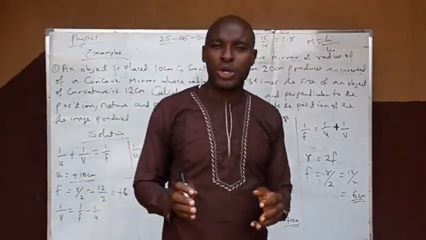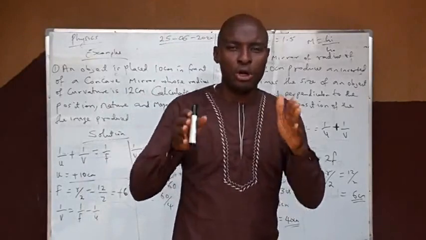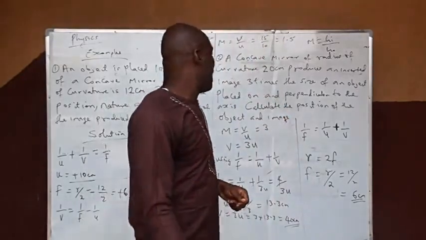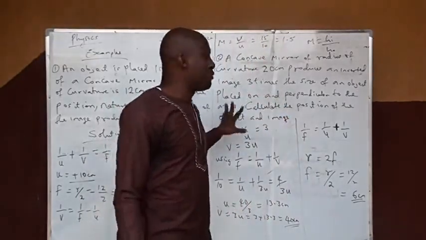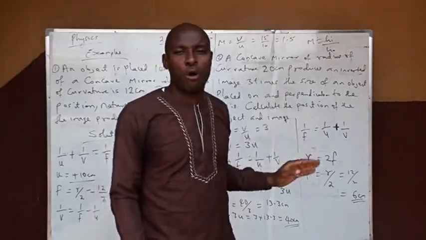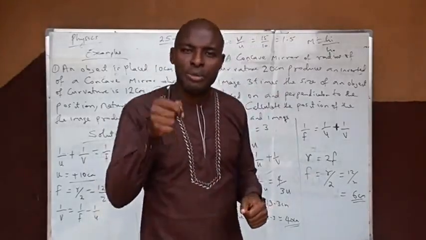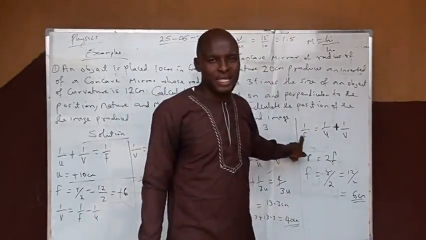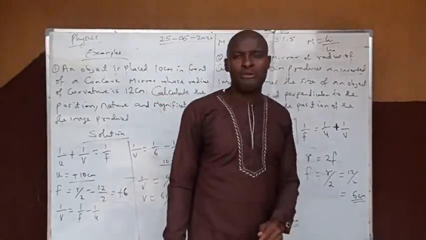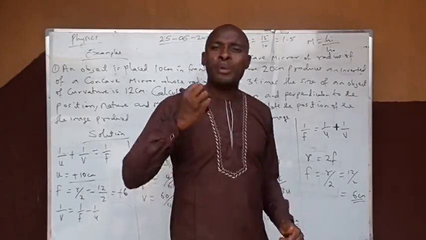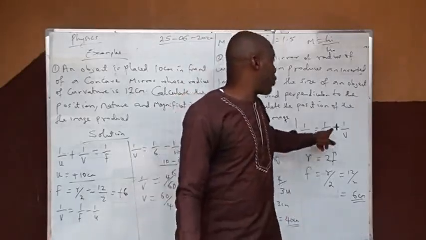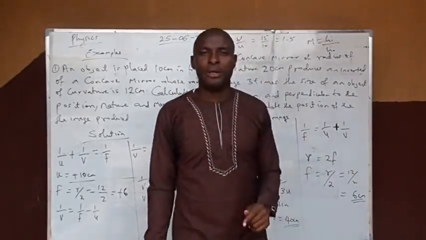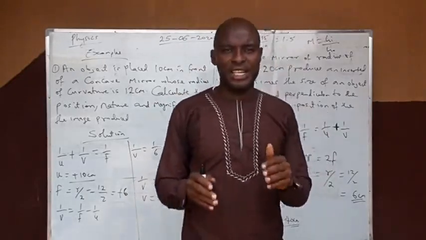And what method did we use? We use what we call the real-is-positive sign convention. And what does that mean? It means that before you can solve this, you must first of all put the mirror's formula, which is 1 over f, which is 1 over the focal length of the mirror, is equal to 1 over u, where u is the object distance from the mirror, plus 1 over v, 1 over the image distance from the mirror.